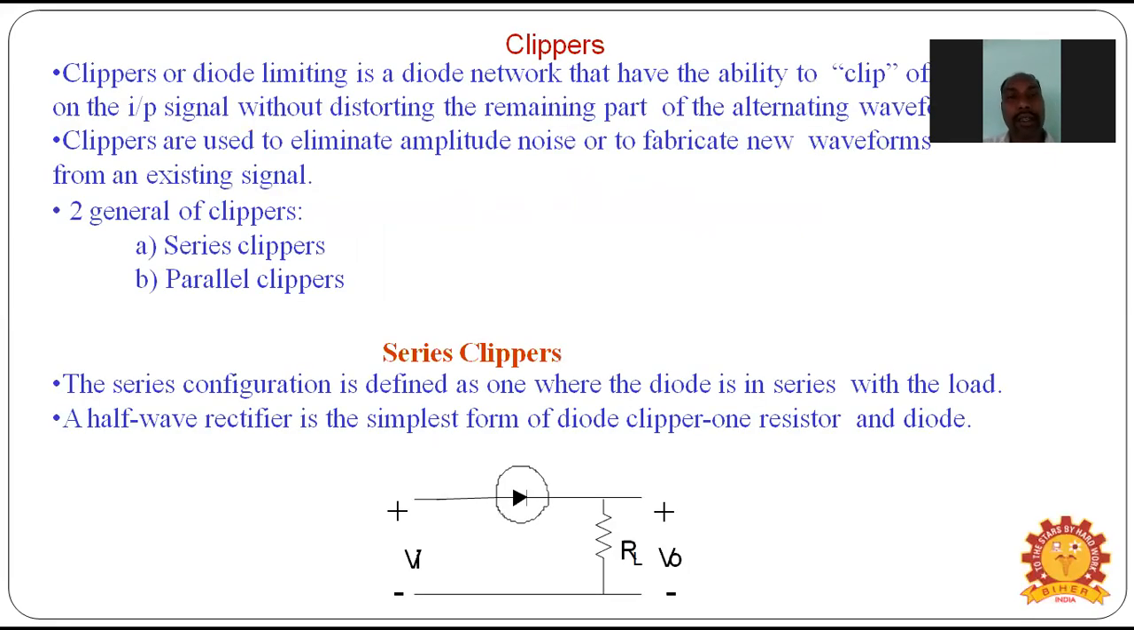Next topic is clipper and clamper. The clipper and clamper we will discuss in the next section. From this, the half wave rectifier, full wave rectifier, PN junction diode and Zener diode, all these topics we have covered in this section. So from this, I will conclude this section. In the next section, we will see the clippers and clampers. Thank you.